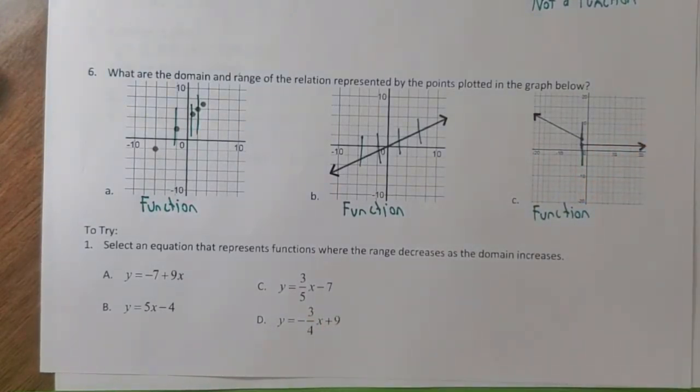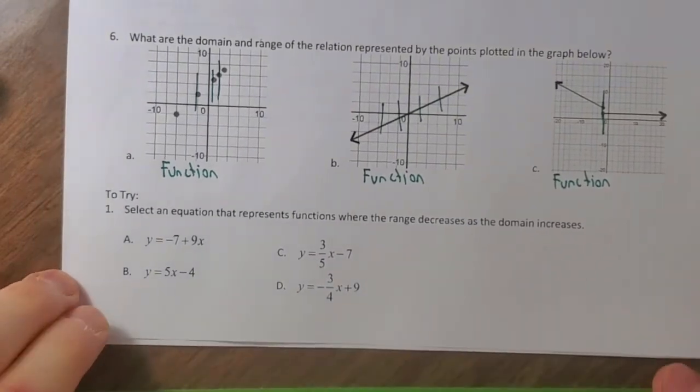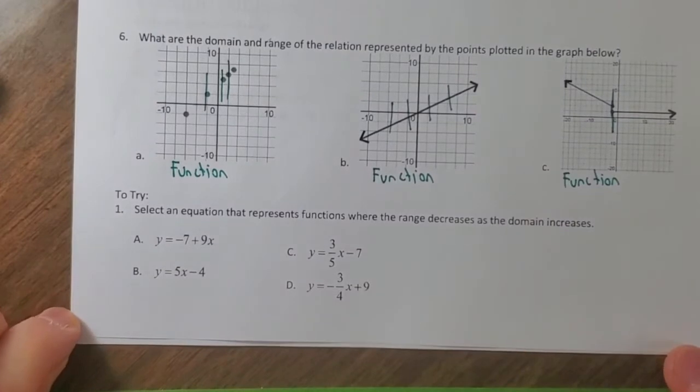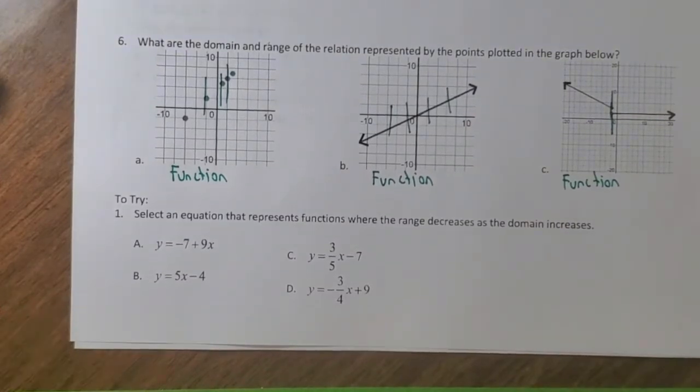So all 3 of these passed our vertical line test. Maybe that'll pop up later for us. We can see some examples where we have a failure there. But now let's move on, and we are trying to select an equation that represents functions where the range decreases as the domain increases. So as our x values get bigger, we want our y values to get smaller.